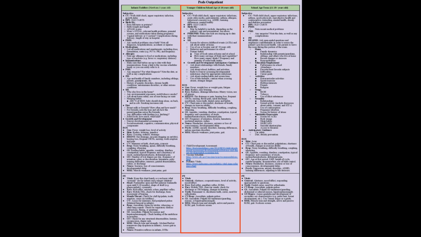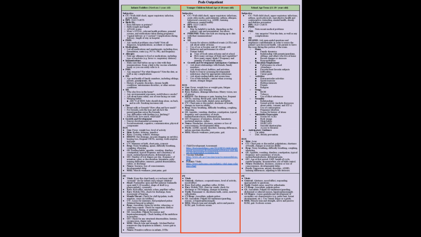Also really important to keep in mind are the dietary habits. So you want to ask about the types of food eaten at home and at school as well. How many servings of fruits and vegetables are the kids getting? How many sugary drinks do they have every day? So you just want to ask about the frequency and quantities of that, as well as how much water and milk they're taking in.